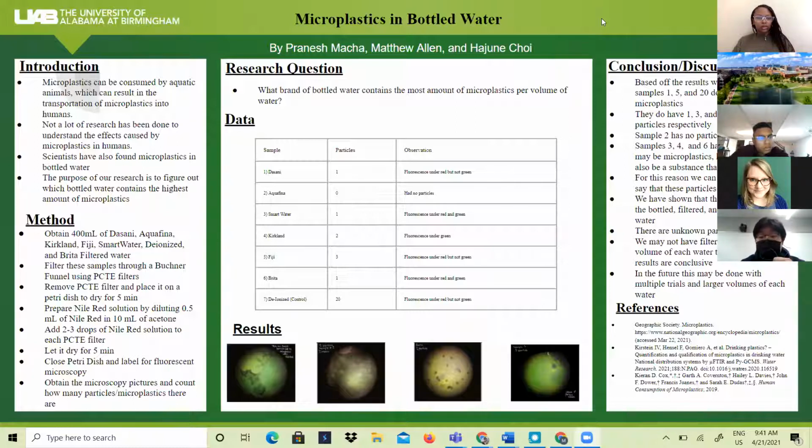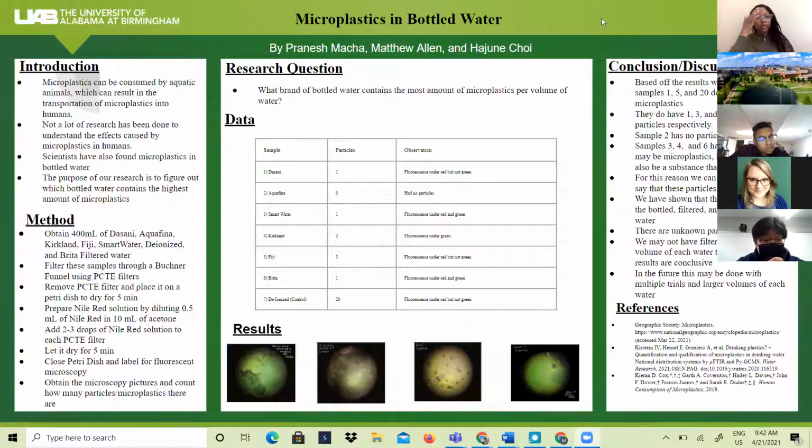microplastics. For the methods, we obtained 400 milliliters of these water bottle brands, and then we sampled them through a Buchner funnel using a PCTE filter. We removed the filter after we filtered everything, and then we placed it in a petri dish to dry. While we let it dry, we prepared the Nile red solution by diluting 0.5 milliliters of Nile red in 10 milliliters of acetone.